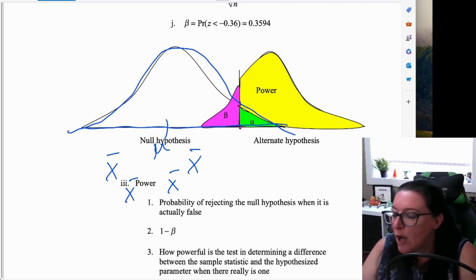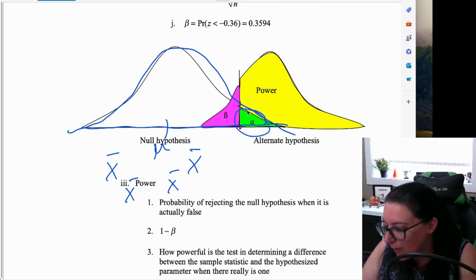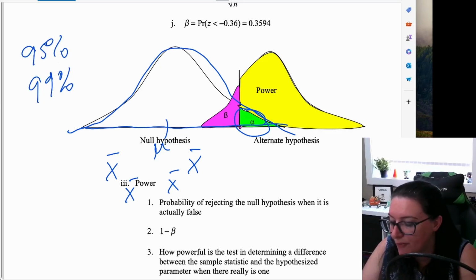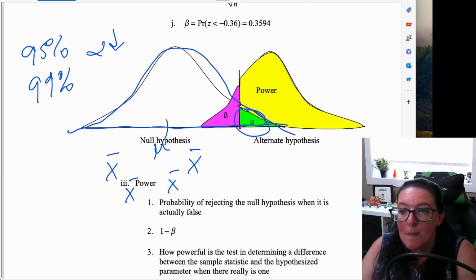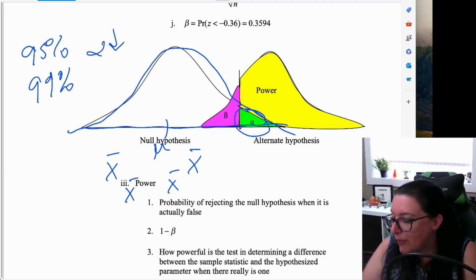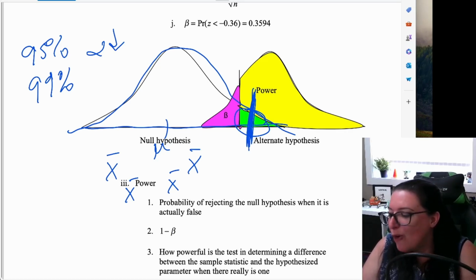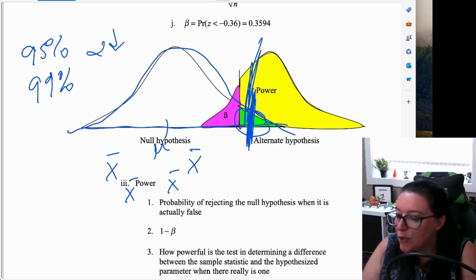Now, we talked about the level of significance, alpha, the amount of risk that you're willing to take. So the relationship here is that if we want to be, let's say, 95% confident, we go up to 99% confident, then our alpha is going down. But if we do that, so we move our critical value over here, then we're actually increasing beta.